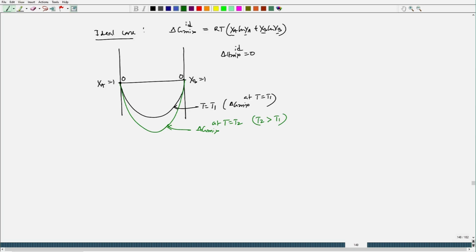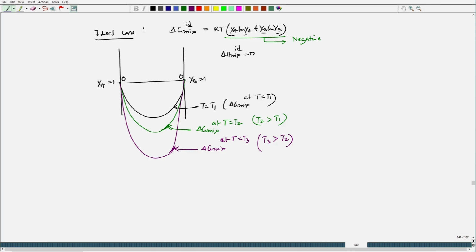Why? Because if I consider this particular term, this is negative at any composition other than the pure metal side. So, that negative term means it will fall down, it will become more and more negative. If I increase the temperature, we will see that the plot will go further down. So, this is, let us say, delta Gmix at T equal to T3. T3 is greater than T2, and that way it will keep falling.